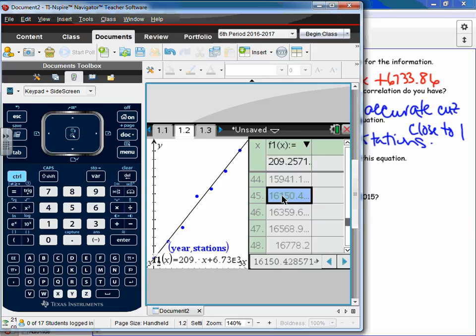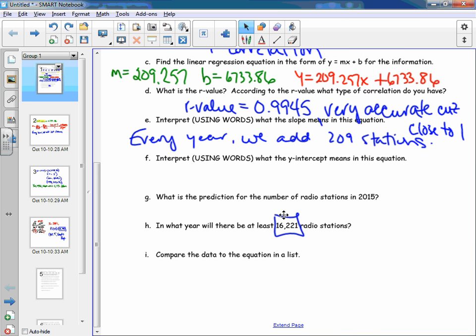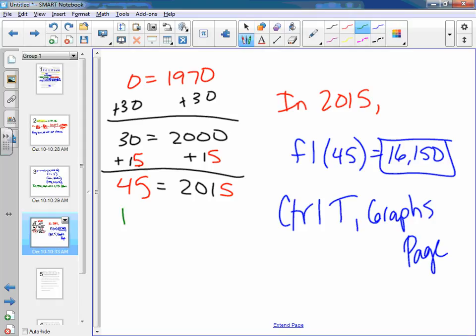And you are going to look for the number of being at least 16,221. It has to be at least 16,221. So at 45, I'm at 16,150. At 46, I'm at 16,359. So I have to be at 46. Well, what does 46 represent in my years? Very good. So if I add 1, I get 46 is equal to 2016.